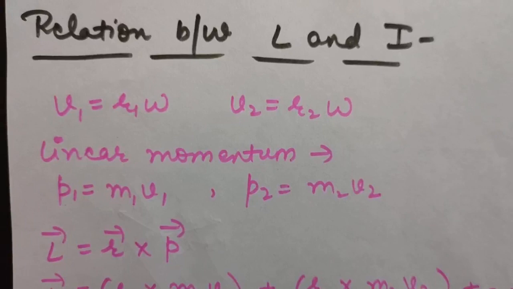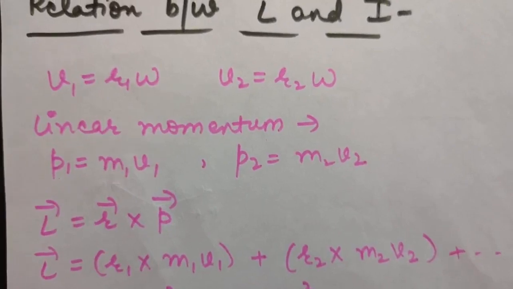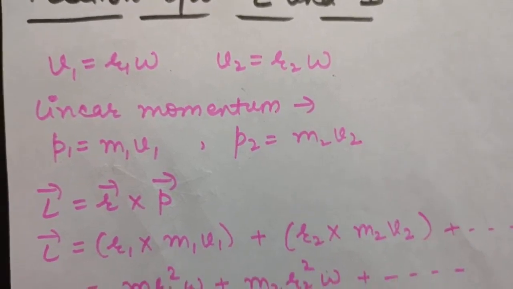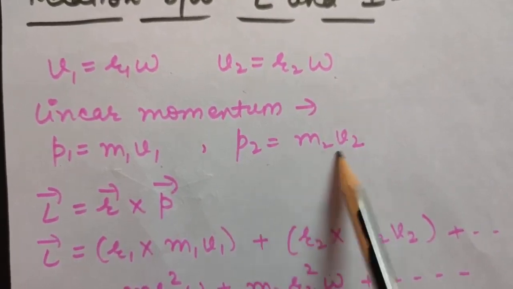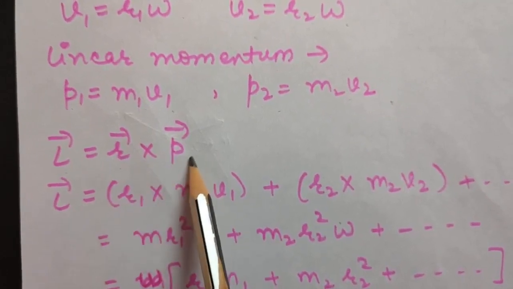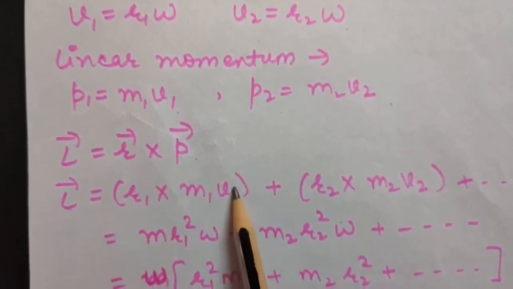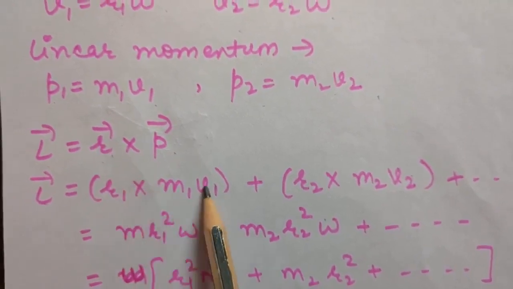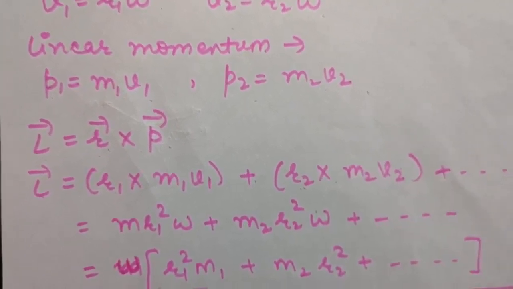Now let us calculate a relation between angular momentum and moment of inertia. Again, for that we'll be using v1 is r1 omega and v2 is r2 omega. If you calculate linear momentum, that is m1 v1, so p1 will be m1 v1, p2 will be m2 v2. Now put these values in this equation, that is L is equal to r cross p. Total angular momentum will be L1 plus L2 plus so on. So L1 will be nothing but r1 cross m1 v1 plus L2 will be r2 cross m2 v2 plus so on up to n.